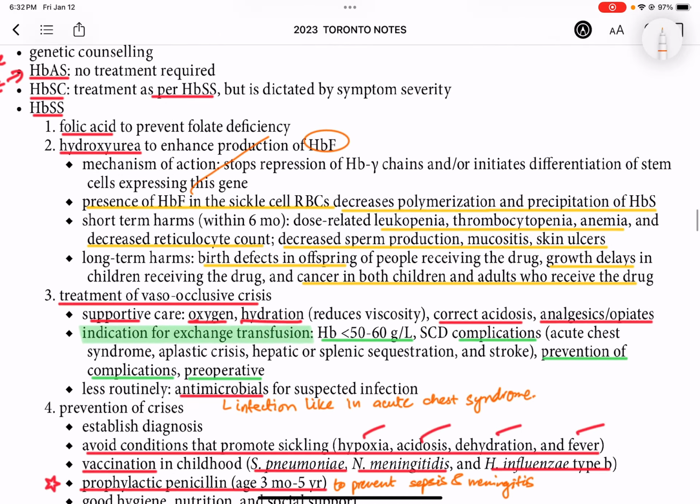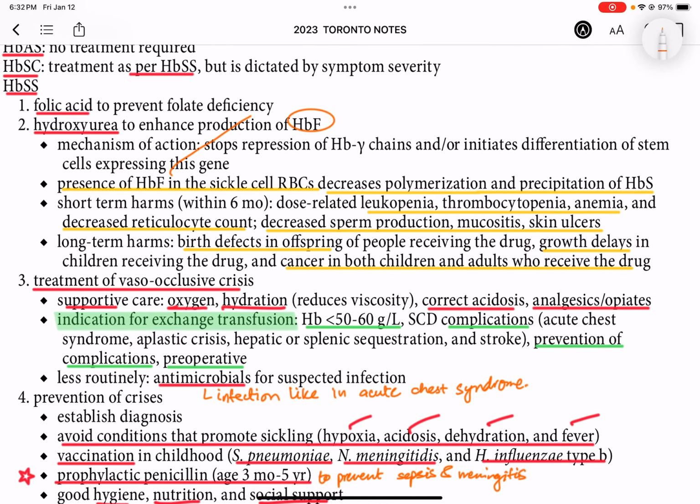What kind of harms can they do? Short-term harms, if you're just giving it for 6 months, so within 6 months it could do dose-related leukopenia, thrombocytopenia, anemia, which is already our concern, and it would increase that. So anemia, leukopenia, thrombocytopenia, and it will also decrease reticulocyte count. It can also decrease sperm production, mucositis, skin ulcers.